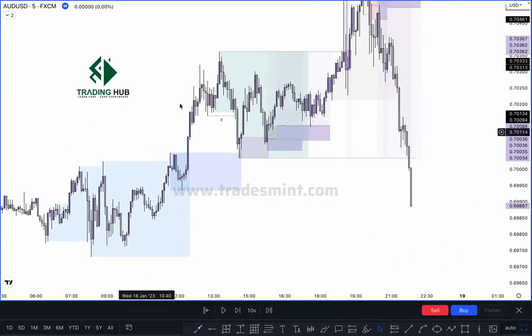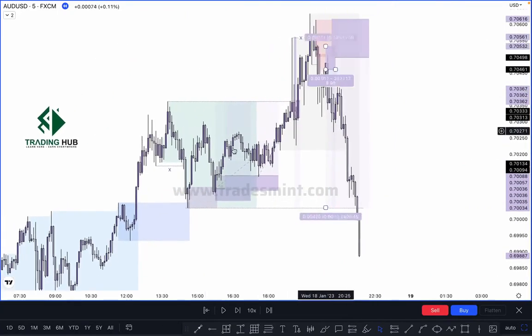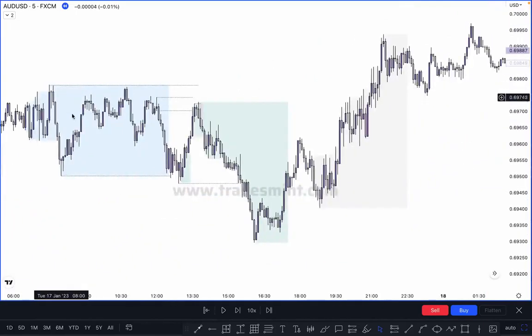Asian is bullish and London is bullish, then New York is bearish. In this case, what happened here? Asian is bearish, London is bearish, then New York is bullish. Okay, at least one session will be manipulated in a day.